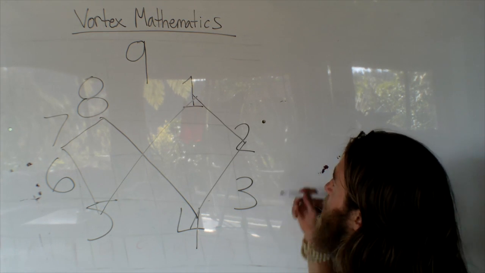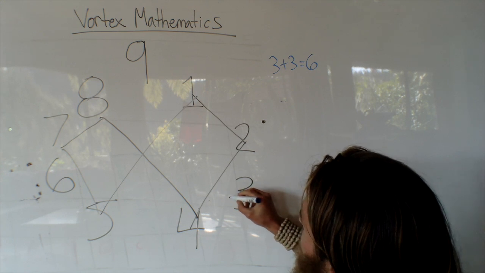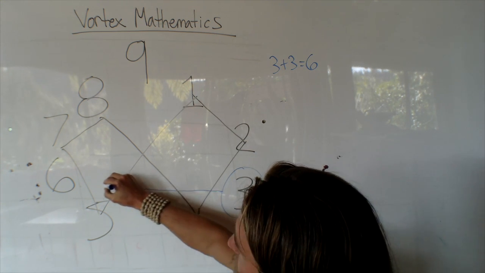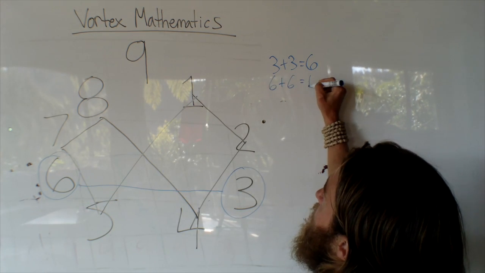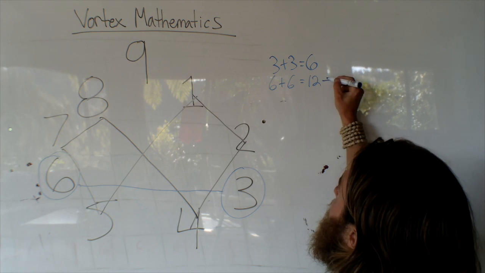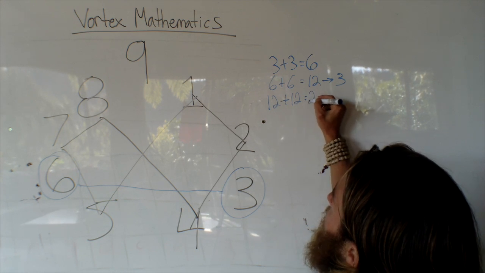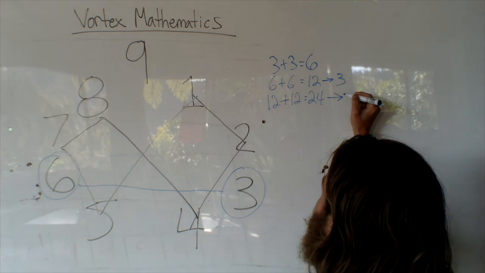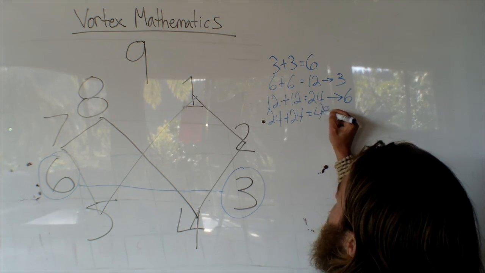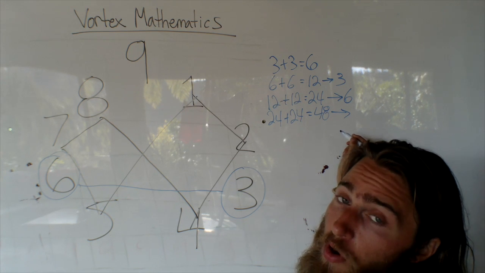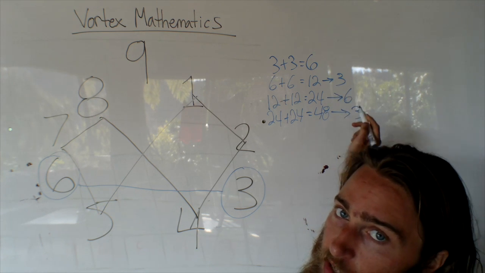So let's start off with 3. 3 plus 3 equals 6. So boom, we got the 3. It equals 6. 6 doubled. 6 plus 6 equals 12. 1 plus 2, 3. Let's double 12. 12 plus 12 equals 24. 2 plus 4, you got it, 6. 24 plus 24 equals 48. 4 plus 8 equals 12. 12 breaks down into 1 plus 2. We get 3. 6, 3, 6, 3, 6, 3.